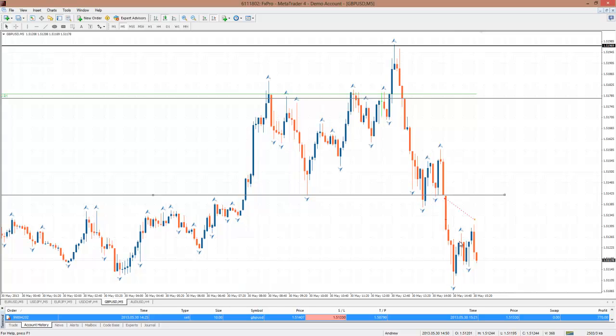Then price retraced. We reduced our risk on the trade. You can see we've just been stopped out. Price broke above that fractal, and now it's moved back down. So overall, a profitable trade.